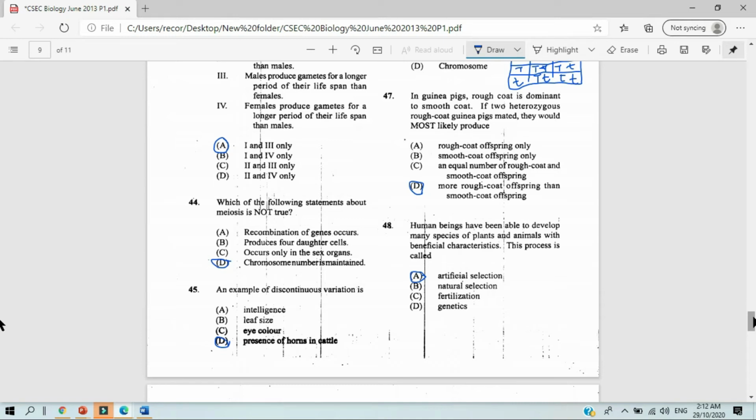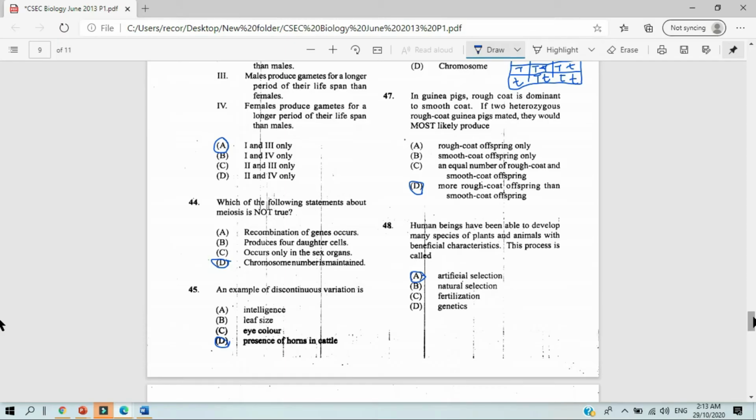For 45, an example of discontinuous variation. Now, variation can either be continuous or discontinuous. For discontinuous variation, simply put, it is a yes or no case. It's either you can twist your tongue or you can't. It's either a cattle has a horn or it doesn't have a horn. For continuous variation, there is continuity. I like to say 1, 1.5, 1.6, 1.7, 1.8, that type of thing. But now we're looking at discontinuous variation.